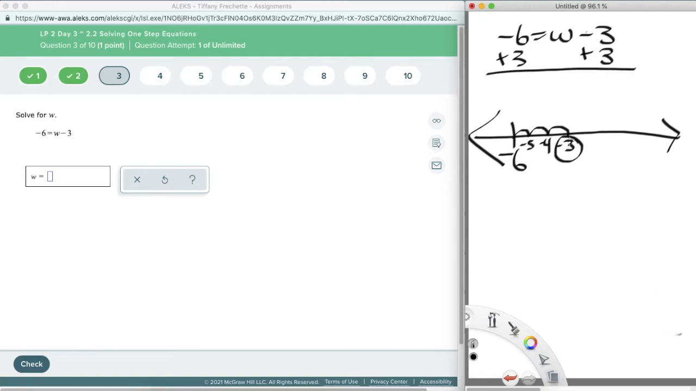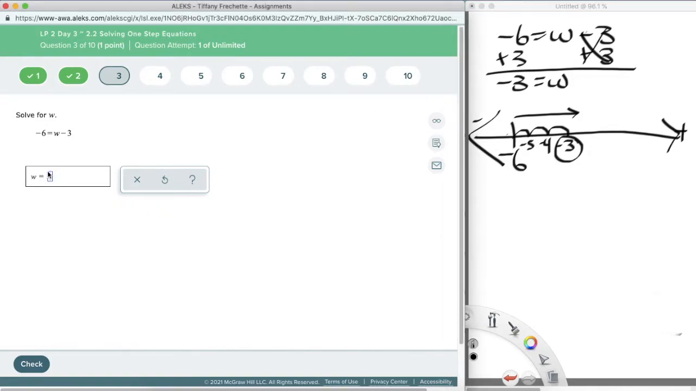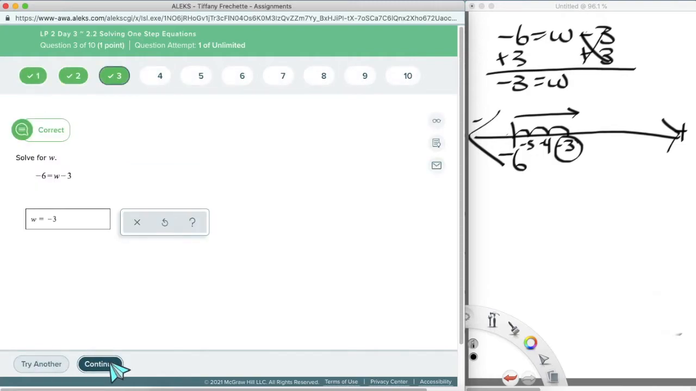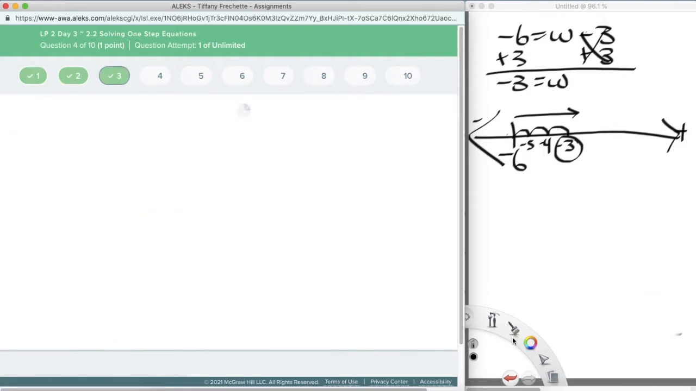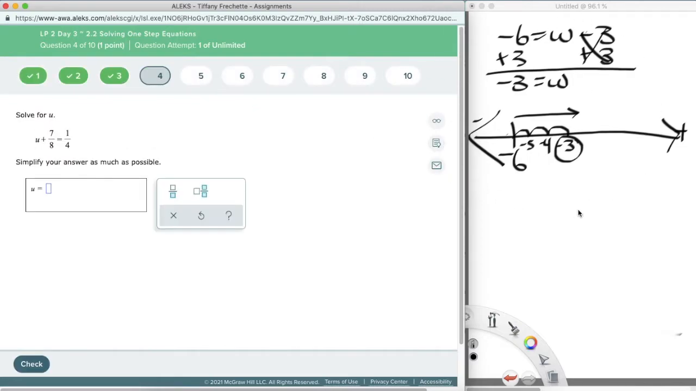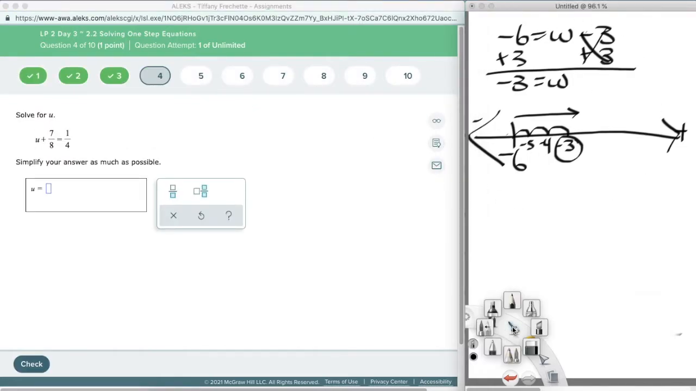So 6, and then remember this is the addition. Oops. This is addition. This is subtraction as far as direction. So that's why we want to move toward addition. We want to add 3. So this would give us -3, and then W because the 3's cancel out. All right, -3, check. Continue. And again, you can use Algebra Tiles on any of these if you want to as well. There's multiple ways to do this.